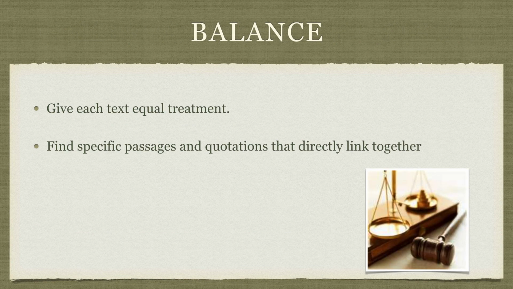So let's first look at the issue of balance. You've got to make sure that you give both of your two texts an equal treatment in your essay. So you're not writing 3/4 of the essay about one poet or poem and then just 1/4 on the second. Make sure that you've got roughly equal balance. And then obviously make sure that you find specific passages, close references, maybe quotations that directly link between the two poems so that you can compare the text well in that sense. So you're not comparing apples and oranges too much.